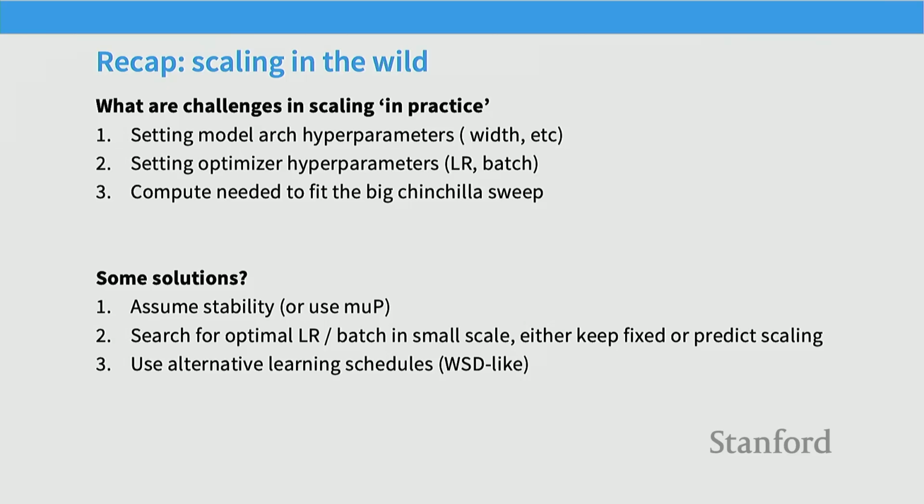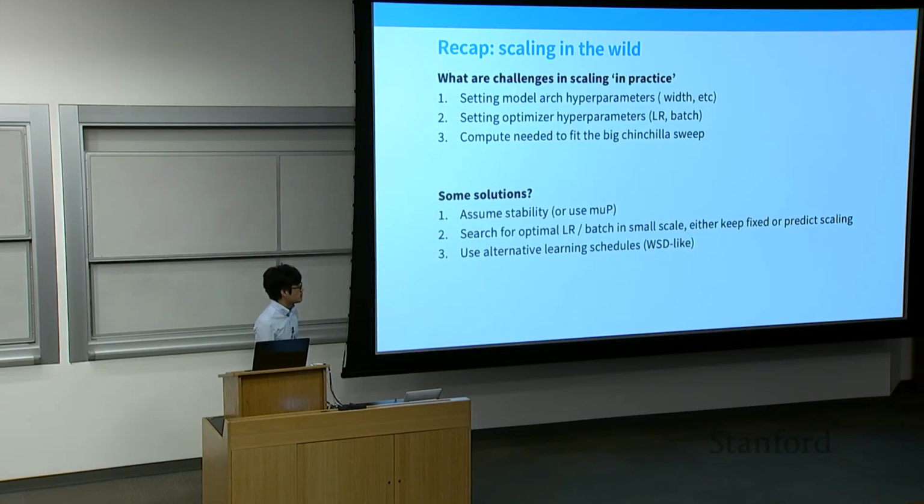Okay. So putting it all together, how do you scale in the wild? I have never trained a 70B model at super chinchilla sizes, and so we're going to have to rely a lot on case studies. And we saw several examples of scaling in the wild. We saw people setting things like model hyperparameters, especially learning rate and batch sizes, using scaling laws. We saw people using things like mu-p or assumed stability to try to avoid search over these spaces. And then also the use of alternative learning schedules like WSD can decrease the amount of compute that you need in order to fit a lot of these scaling laws. So that's all I got.